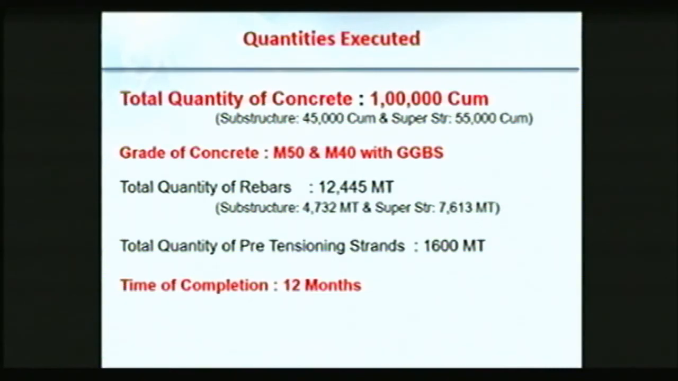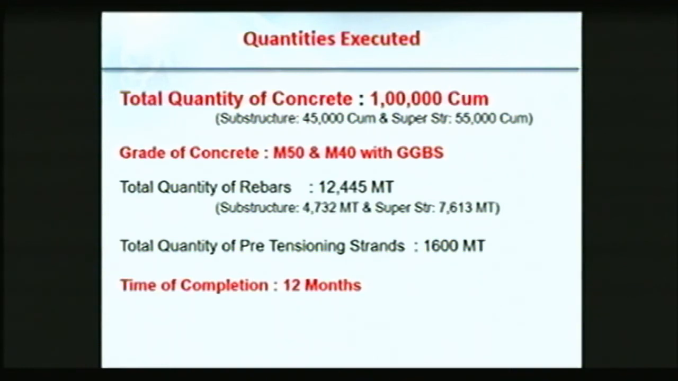And just to give the total quantities, 1 lakh cubic meter of M50 grade of concrete was utilized for the entire 15.5 kilometer long aqueduct. Then the total quantity of rebars, about 13,000 metric ton, and the total quantity of pretension steel, 1,600 metric ton. And the time of completion, it is almost ready now. It is getting finishing touches.